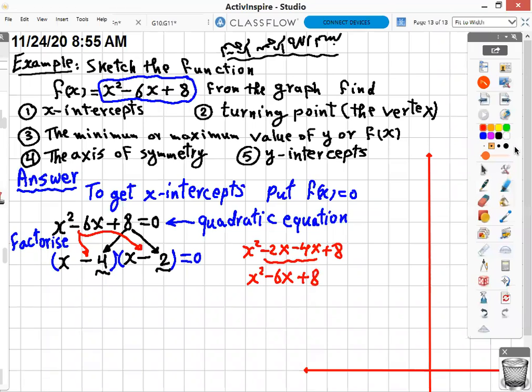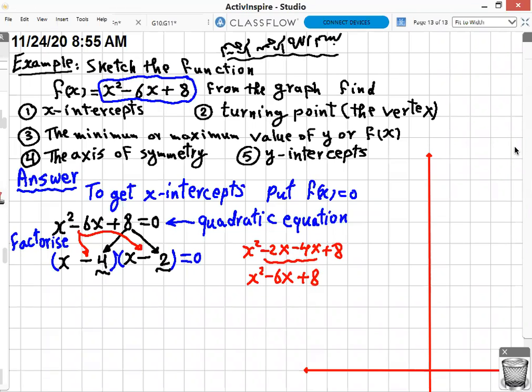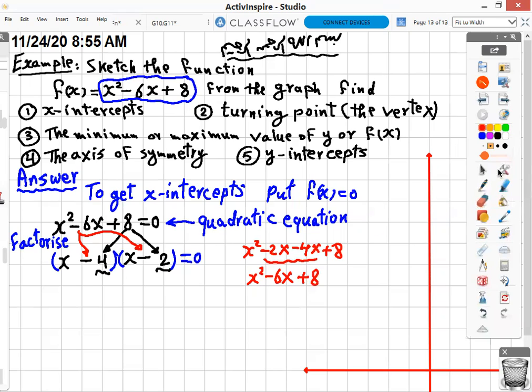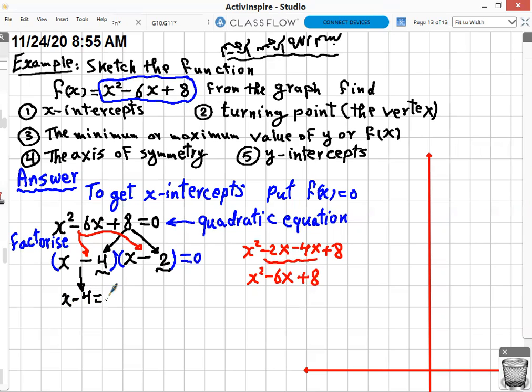Now, we will take each bracket and equate each bracket by what? To get the value of x, you will equate each bracket by zero. You will take this bracket, x minus 4 equals 0, and x minus 2 equals 0. Then x equals what? 4. x equals what? 2. Those two intercepts. Very good.